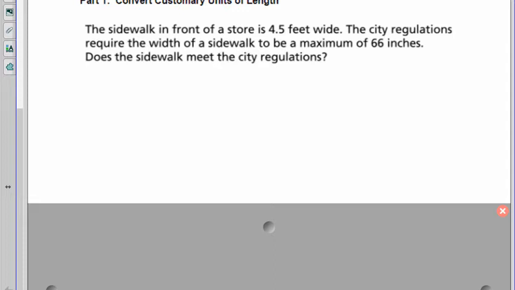We have a problem. We have a sidewalk in front of a store that's 4 5/10 feet wide. The regulations require the width of the sidewalk to be a maximum, no more than 66 inches, and we want to know if it meets regulations. Well, we need to have the same units if we want to be able to compare these. So I could change inches to feet or feet to inches. I'm going to go from feet to inches.